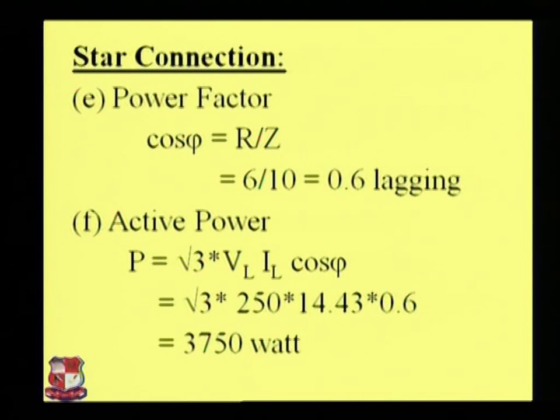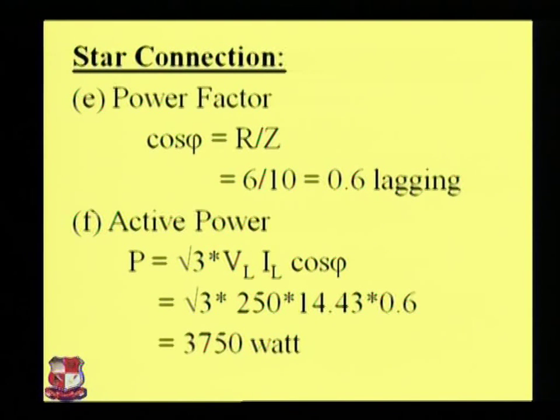Now the power factor. Again, the power factor for the delta connection or for the star connection for a given impedance per phase is the same. So cos phi equals R by Z. By taking the ratio of the real value R with the given value of Z, that is 10 ohm per phase, we are getting the value of 0.6 lagging.